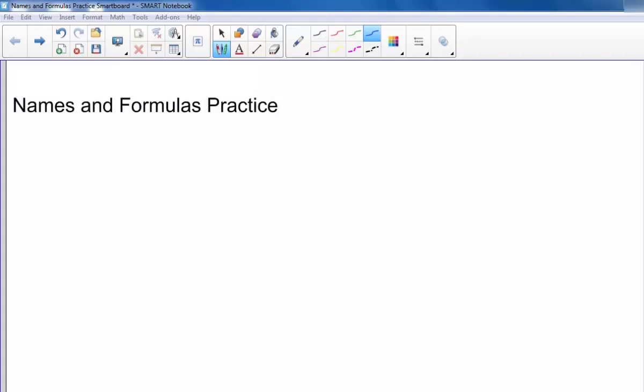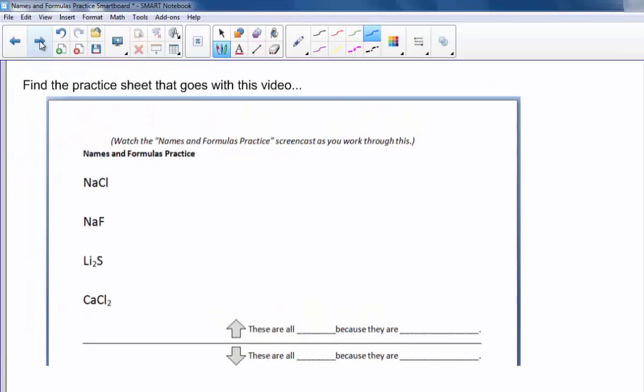Today we're going to learn how to write the names of chemical formulas and how to write chemical formulas from chemical names. Right now, you should have a sheet that looks like this. Work along with the problems on the paper as I complete them in the video. Later on, you'll have a chance to practice without my help. Today, it's just about getting the basics down.